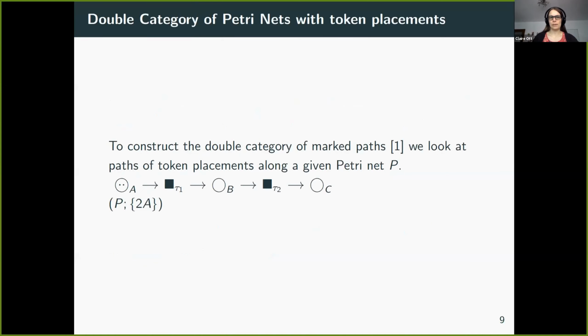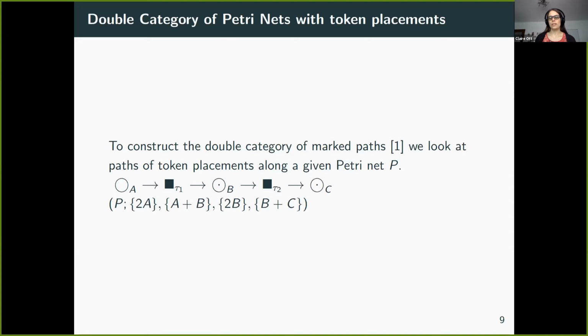And to construct our double category of Petri nets with token placements, we followed the construction of marked paths from a paper from Paoli and Pronk. And we looked at paths of token placement. So what I mean by this is, for example, for this little Petri net here, we start with a token placement on A, like we have 2 tokens on A, and then there occurs a firing. So we have a token on A and 1 on B, then 2 on B, and at last 1 on B and 1 on C. So that's one possible path of token placements.